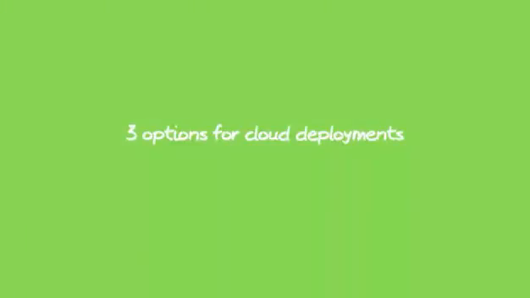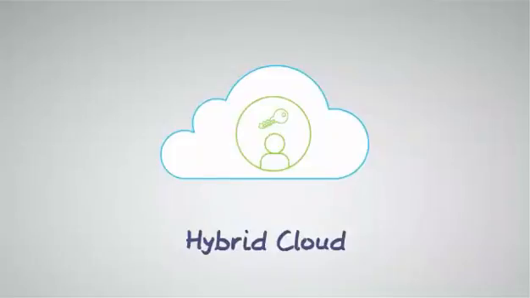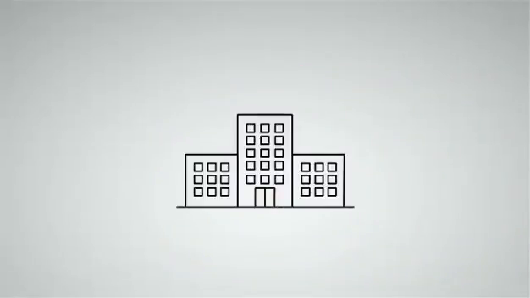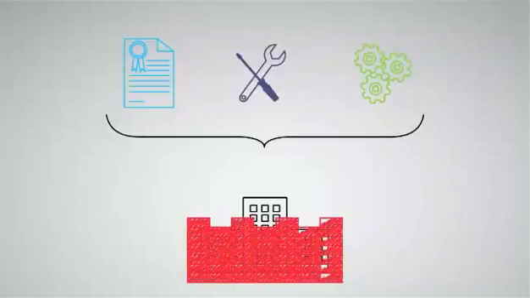Customers generally choose one of 3 options for their cloud deployments, either public, private, or hybrid cloud. A private cloud is provisioned for the exclusive use of a single organization. The infrastructure is usually owned, managed, and operated by the organization within its own firewall.